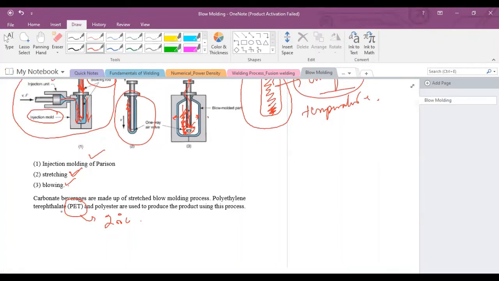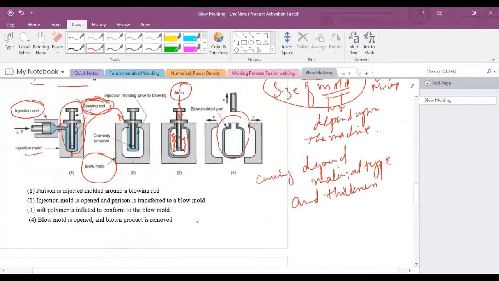Polyethylene terephthalate is normally called PET, and polyesters are also used to produce the bottles. The temperature of PET is around 200 degrees centigrade. Some PET is found with carbonated agents or coloring agents. The temperature of PET with the coloring agent is normally around 180 to 190 degrees centigrade, but pure PET is around 200 degrees centigrade.